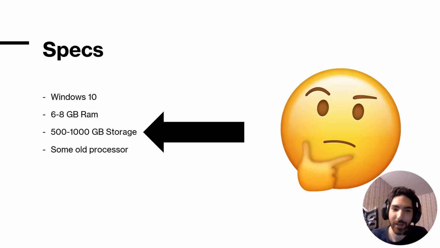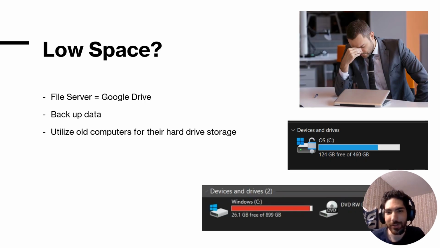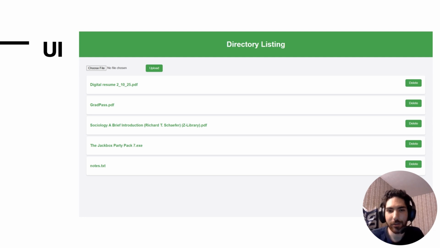But the main focus here is to utilize this storage right here. As you can see, I struggle with storage on my computers. I'm always near the end, maxing out. So I thought to use a file server, which is just another type of Google Drive. You can back up your data, you can move your data, whatever. So I thought maybe I could use the storage on these computers so that I can save space on my other computers. So the UI looks just something like this.